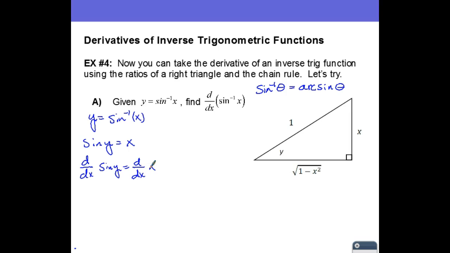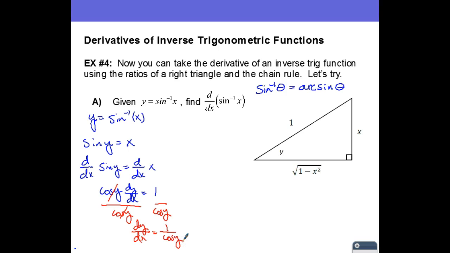And so the derivative of sine of y gives us cosine of y dy/dx, differentiating y with respect to x, and the derivative of x is 1. Now we can solve for dy/dx by dividing both sides by cosine of y, and so we get dy/dx is equal to 1 over the cosine of y.